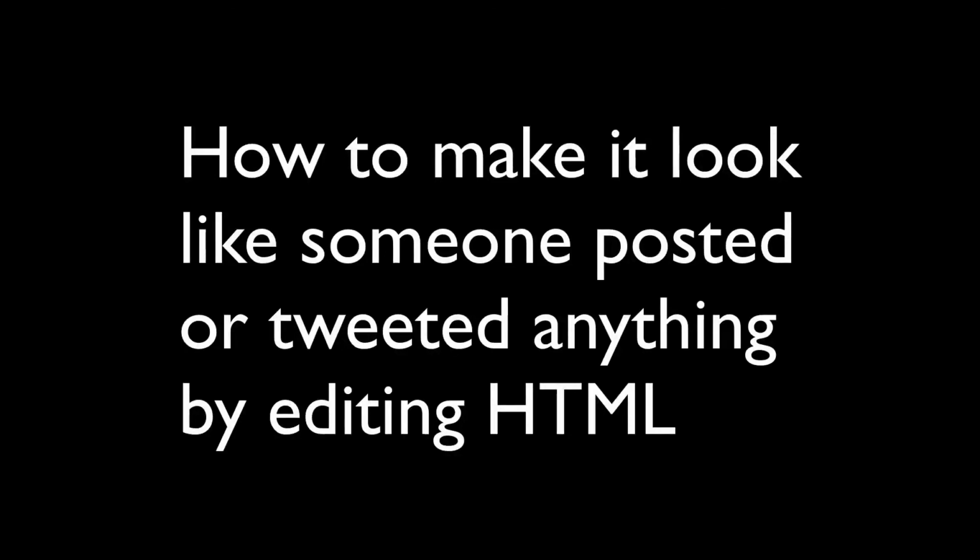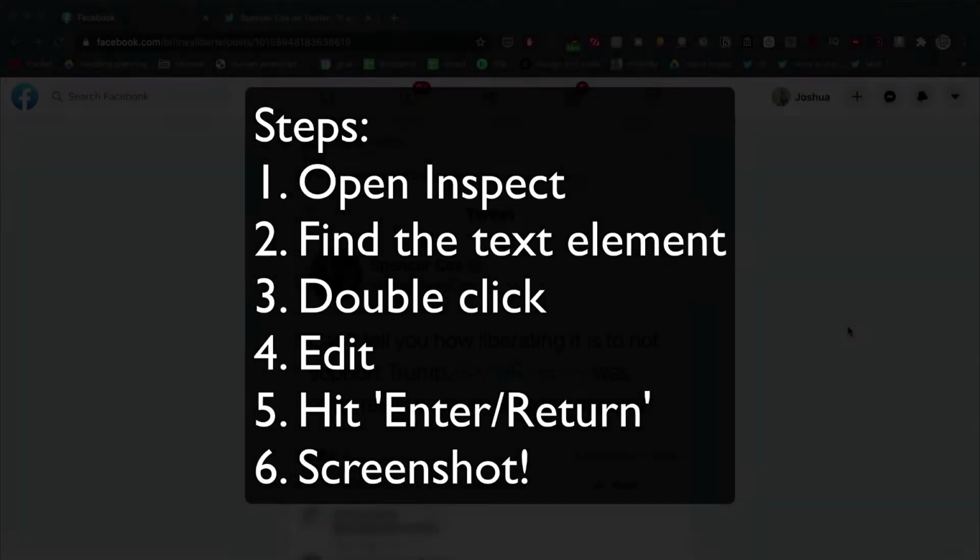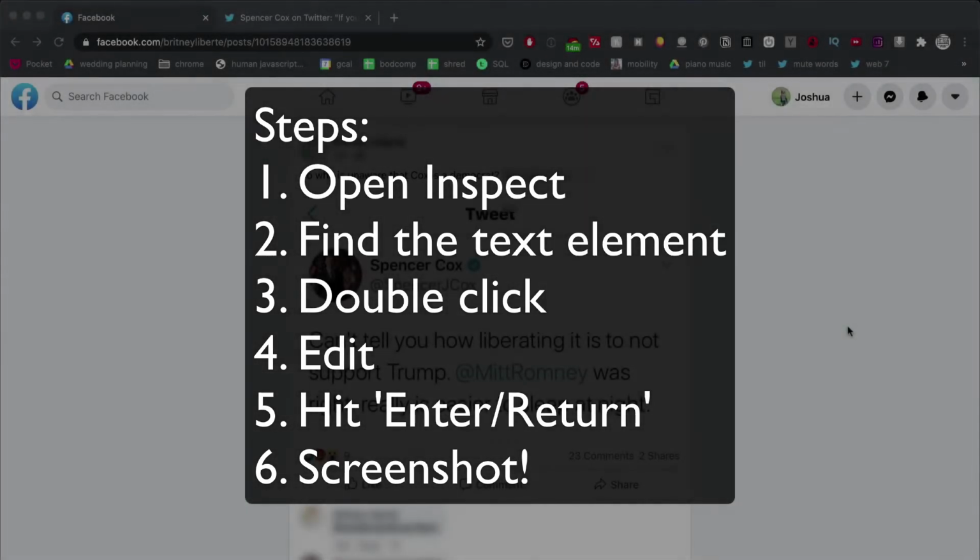Hey everyone, I'm an amateur web developer and I just want to show you how I can make anyone say anything by editing the HTML on my computer. So that's why when you're seeing a screenshot of a tweet or a post, I always try to find the link, or at least a link in the Wayback Machine if the post is deleted, because you can't trust screenshots really, because literally I can make anyone say anything. Let me show you how that's done.